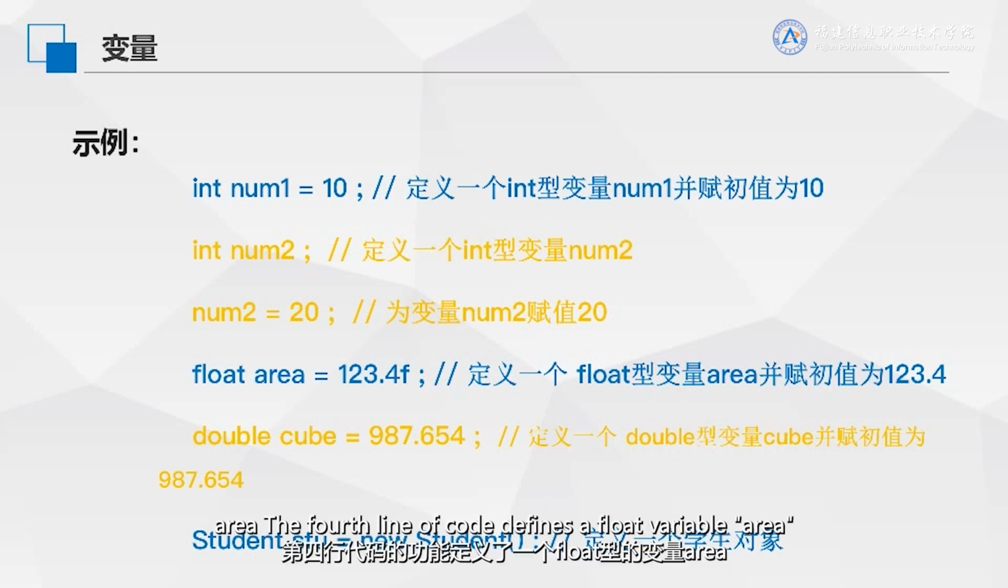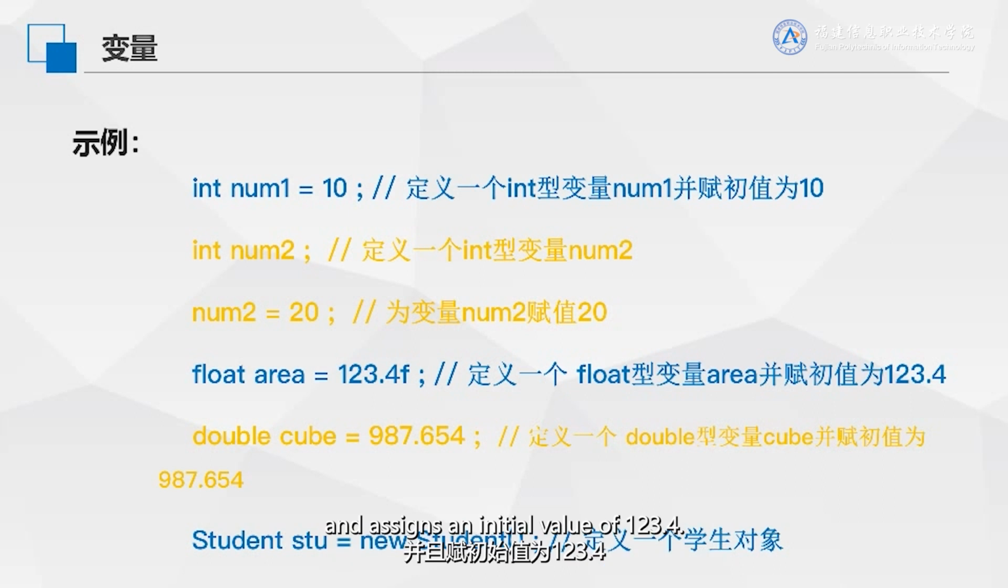The fourth line of code defines a float variable, area, and assigns an initial value of 123.4. The fifth line of code defines a double variable, q, and assigns an initial value of 987.654. Finally, the last line of code defines an object, student.